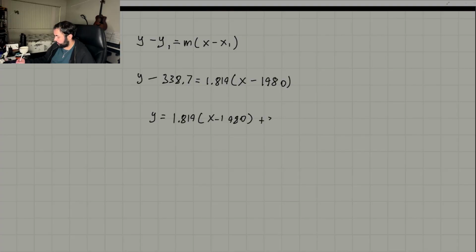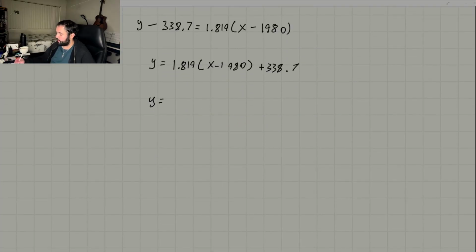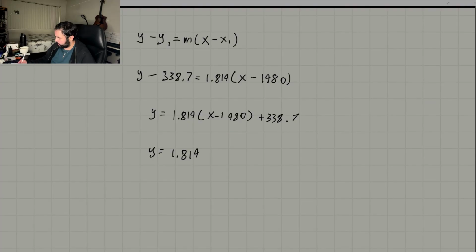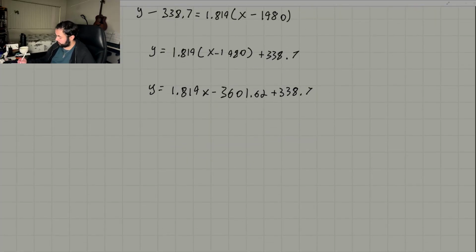So we add 338.7. And we can distribute this constant number to the term inside the parentheses. So distributing that, we find 1.819 times x minus 1980 times 1.819, which is about 3,601.62 plus 338.7. And you can just do this on a calculator.